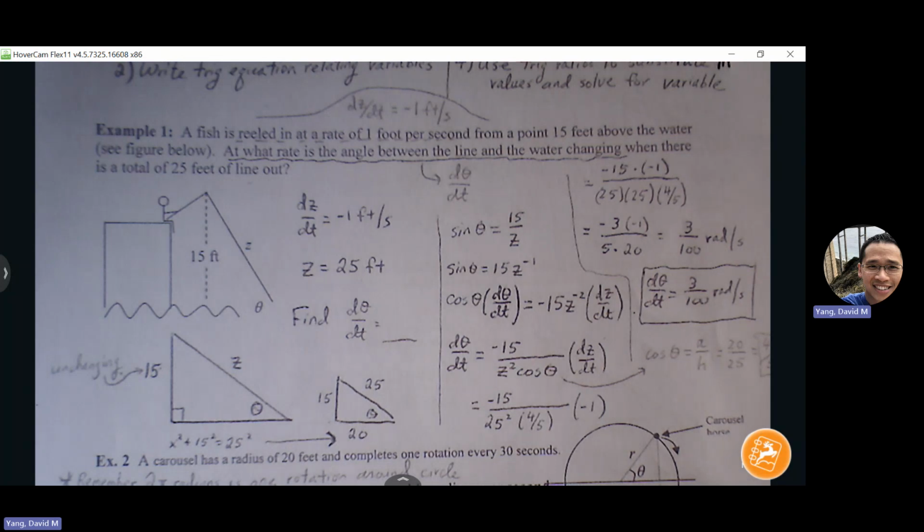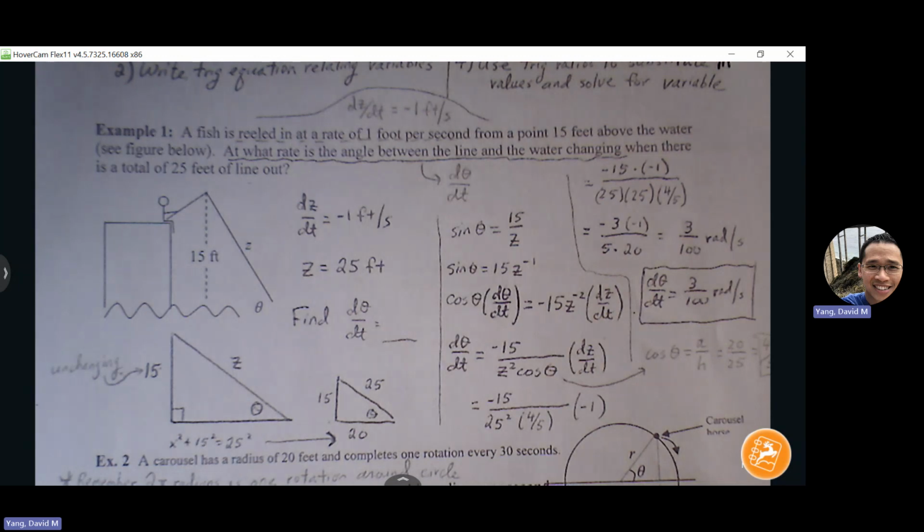Pythagorean theorem. So we're going to step off to the side. Let's build a triangle with just numeric values. So we know this is 15. We know Z is 25. And the Pythagorean theorem will tell us that this missing side is 20. Therefore, what's cosine of theta? 20 over 25. Good, which can be simplified to 4/5.